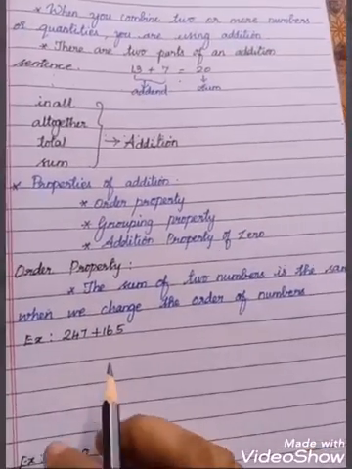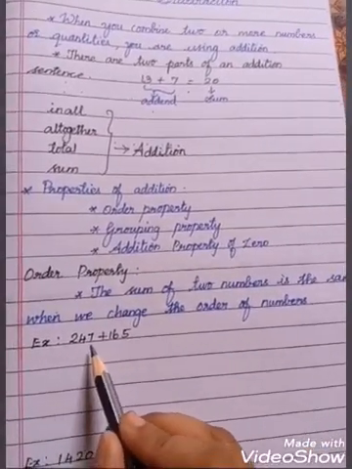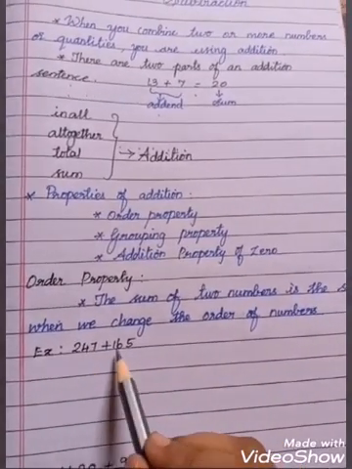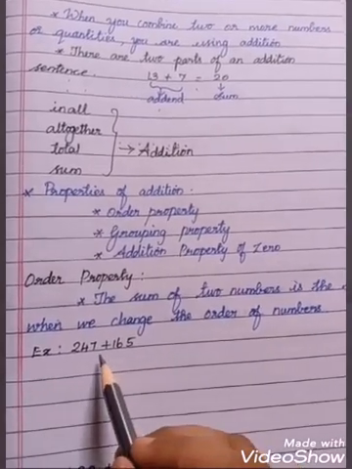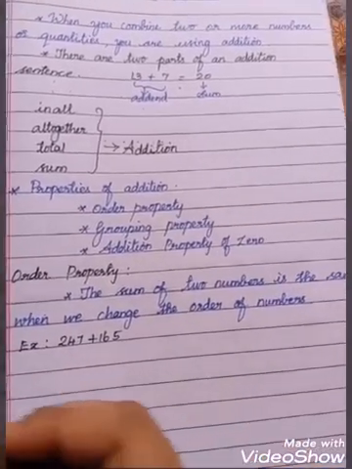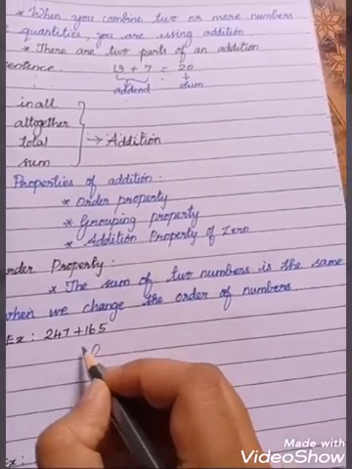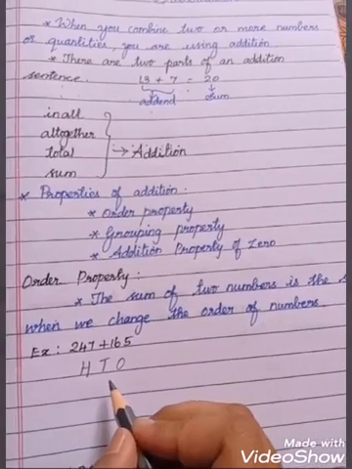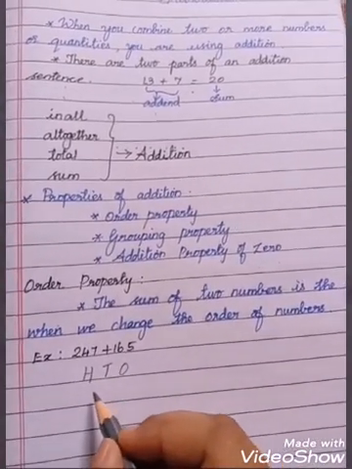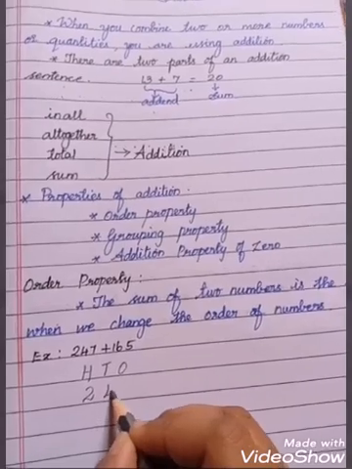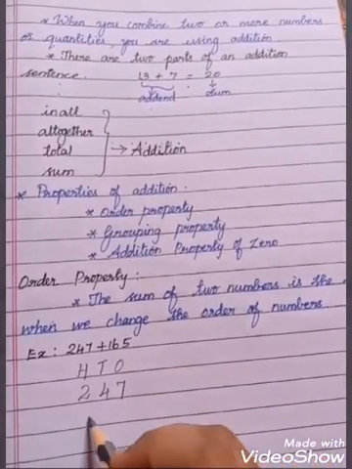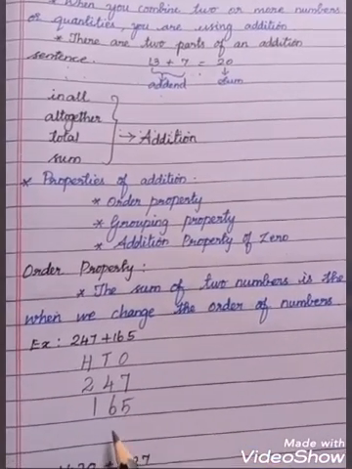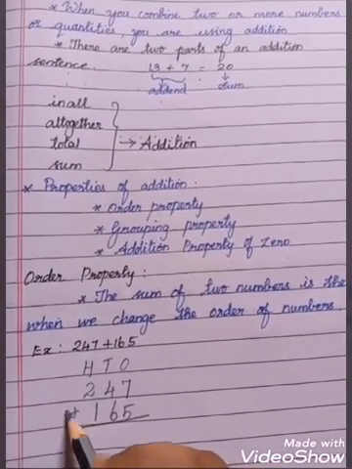Let us see the example. 247 plus 165. Children, listen. These numbers have 3 places. How many places in this number? 3 places. So what are the places? Ones, tens and hundreds. First you can write the numbers in respective places. The first number is 247 and the second one is 165. These two numbers are called addends. Now we are going to add this.